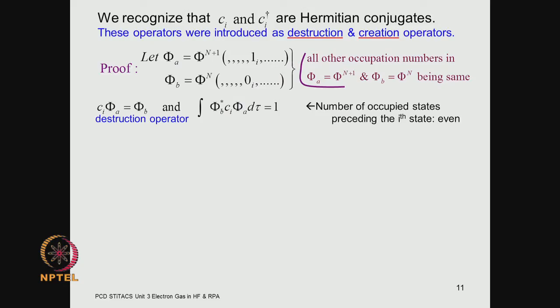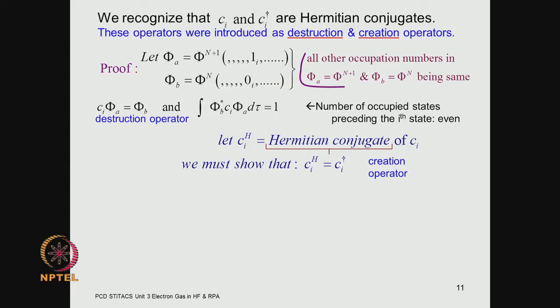So, these are the 2 states that we will work with. You can use the destruction operator on phi A and you will get phi B, and naturally you will have the normalization integral, because you can destroy a particle from phi A in the ith state and you will get phi B. So, essentially you get the normalization integral for the quantum state phi B. Okay, so this is the normalization integral.